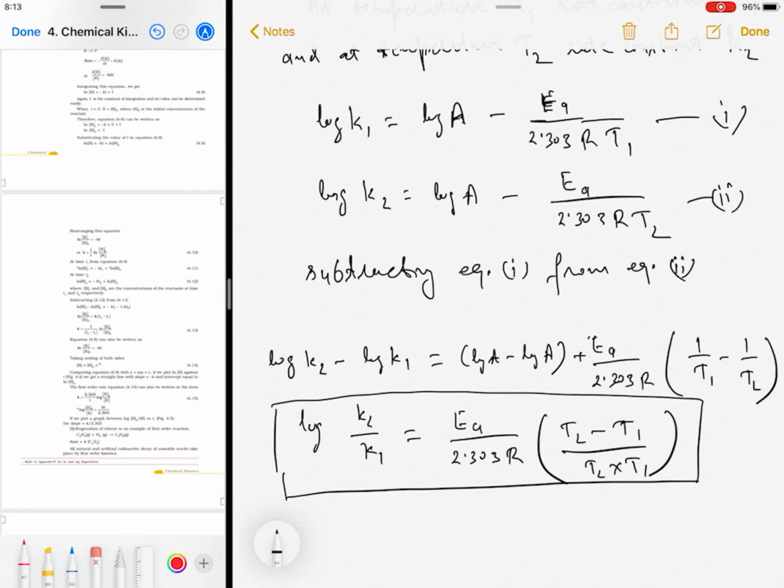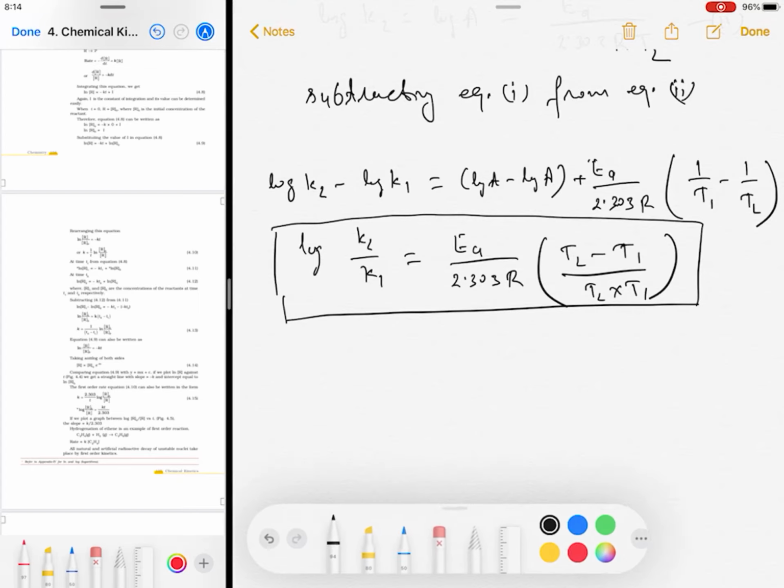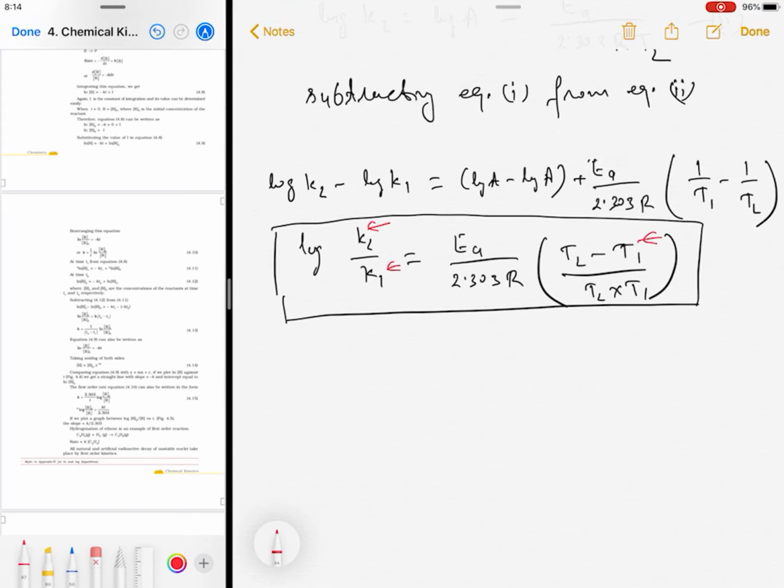If in a particular numerical problem we are given different rate constants at two different temperatures, and we have to calculate activation energy, then we will use this equation. Here we can see there are 5 variables: K2, K1, T2, T1 and activation energy. So if we are given K1, K2, T1, T2, we can calculate activation energy, or if we are given activation energy, K2, K1 and T1, we can calculate T2. So these type of numerical problems are based on this Arrhenius equation.